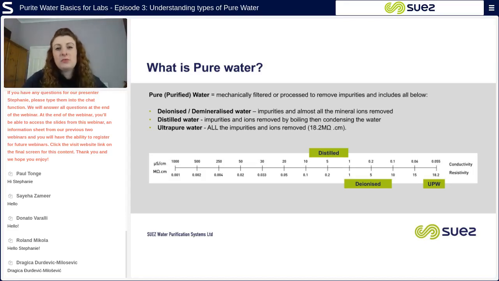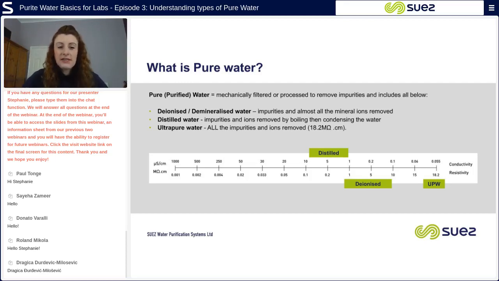Distilled water is water that has been boiled into a vapour and condensed back into water, leaving the impurities behind. Distilled water is a form of pure water and usually has a conductivity between 10 and 1 microsiemens. The distilling process is time-consuming and expensive, and at Suez Water Purification Systems, we can help you to calculate the cost of distilling water in comparison to using a water purification system.